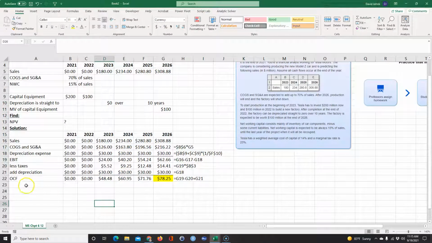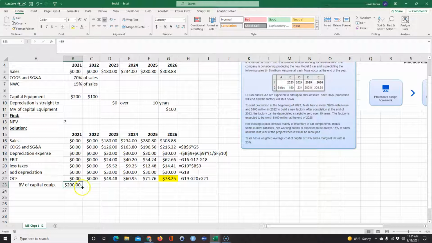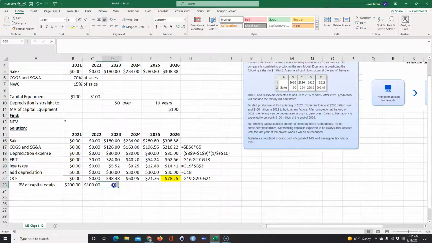So the next thing we want to calculate, I'm going to indent this a little bit because this isn't part of it, I'm going to say the book value of the capital equipment. Okay, so the book value of the capital equipment. Well, we know we spent 200 million here, and we spent 100 million here, so that's what it's worth. But then we started depreciating it, didn't we?